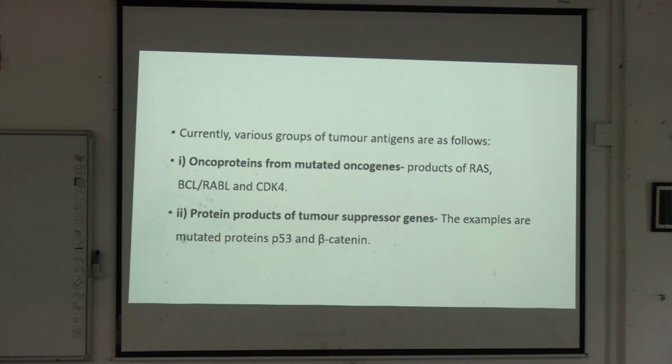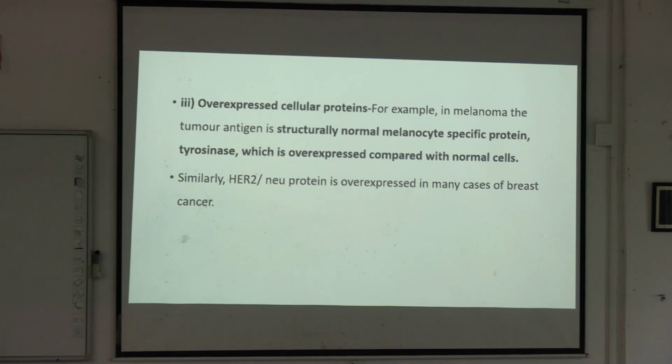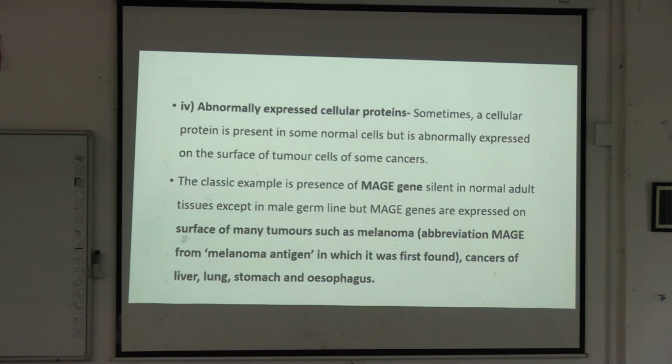Currently, there are various groups of tumor antigens. Number 1 is oncoproteins from mutated oncogenes, number 2 is protein products of tumor suppressor genes, number 3 is overexpressed cellular proteins, number 4 is abnormally expressed cellular proteins. The classic example is the MAGE gene, which is silent in normal adult tissue except in the male germline, but MAGE genes are expressed on the surface of many tumors such as melanoma, cancer of liver, lung, stomach and esophagus.